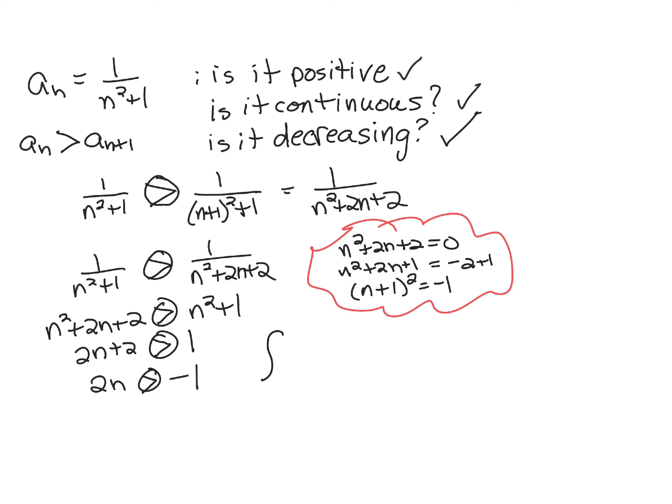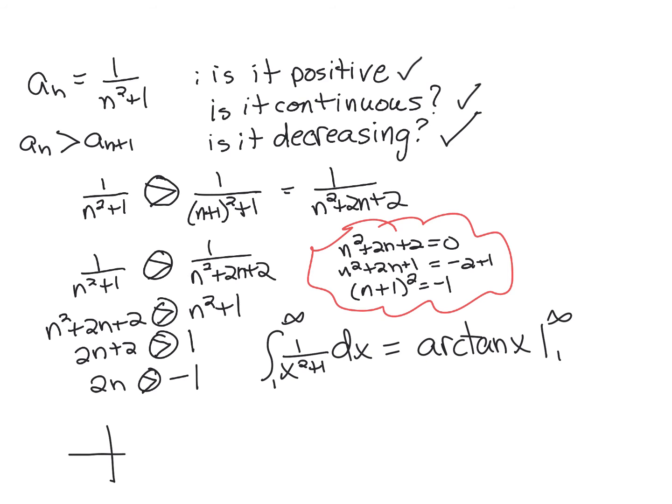So we're going to integrate from 1 to infinity, 1 over x squared plus 1 dx. Well, that's an arctan. Arctan x from 1 to infinity. Oh, I know you guys love this so much. We have to plug in the infinity.